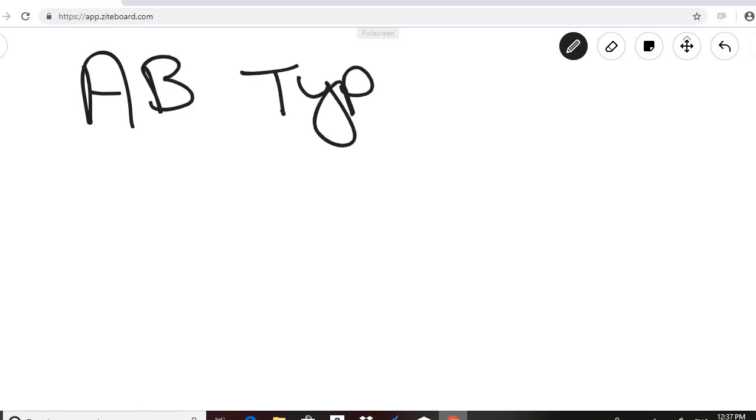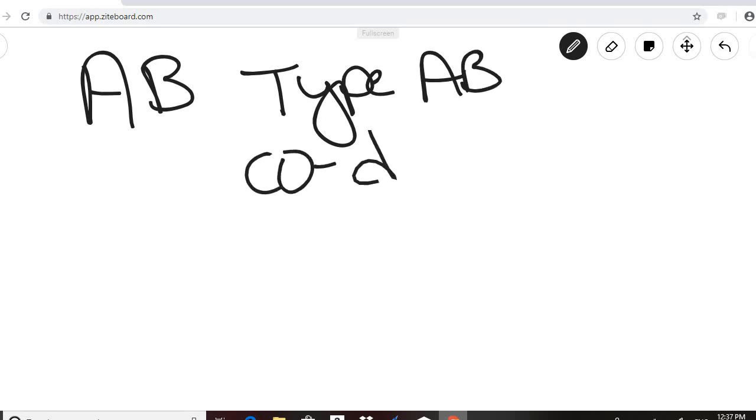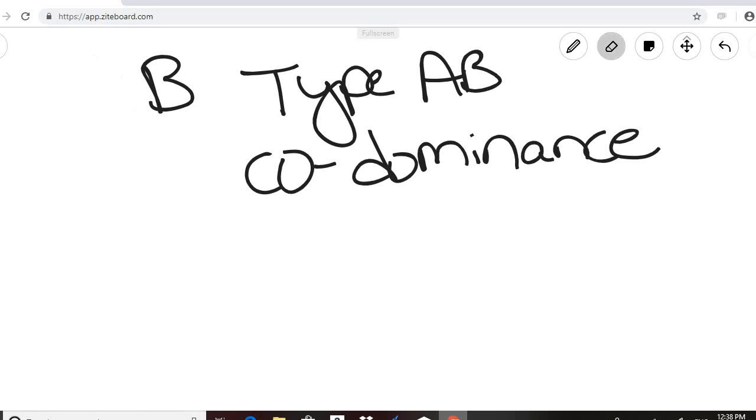In this case, when we say that if you have an A and a B, then you have type AB blood, what we call that is codominance. So you don't get something in between. They both get expressed in a different type of blood type called type AB. Okay, so let's look at a Punnett square.